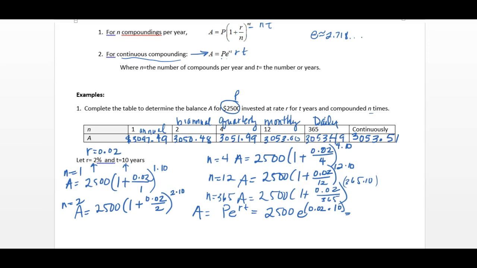All right, so that's how these investment problems work. You're just using the formulas. The formulas will be given to you. They are on the formula chart. They're the only formulas on the chart. But you just got to know which one is used for multiple compoundings a year and which one is used for continuous. It's really easy to tell. The first one has an N for number of compoundings. The second one doesn't because it's continuous. Okay, so let's try another one.